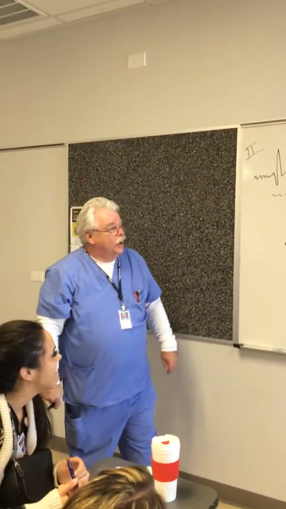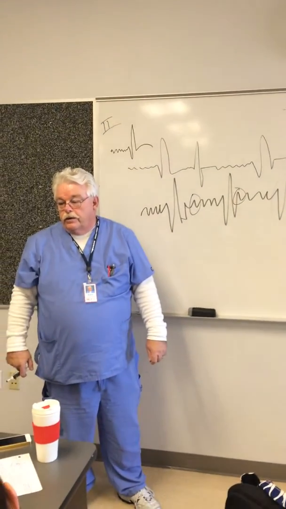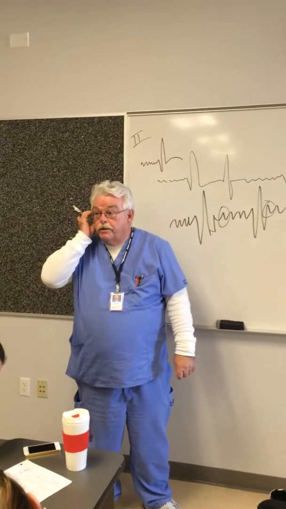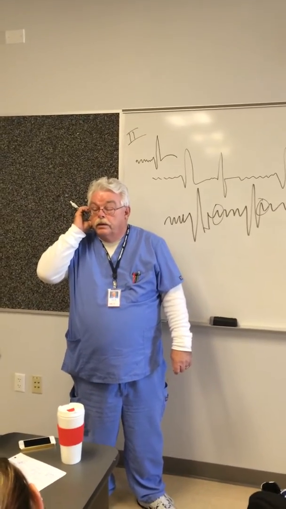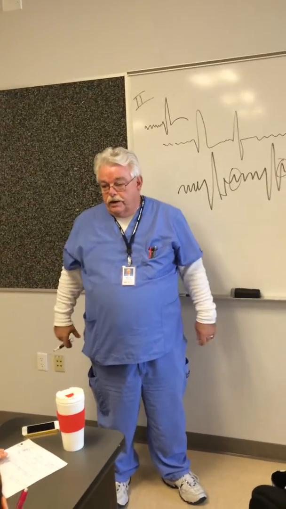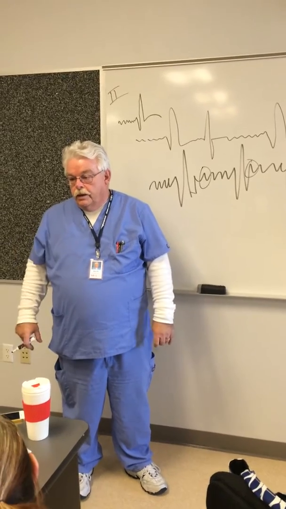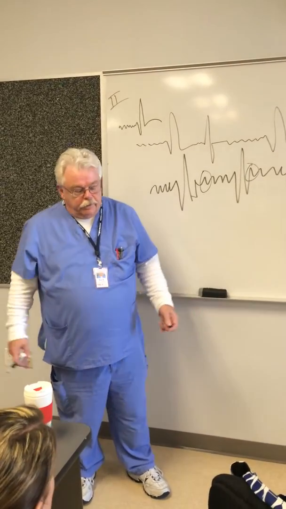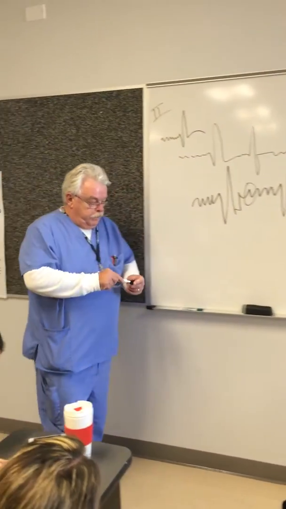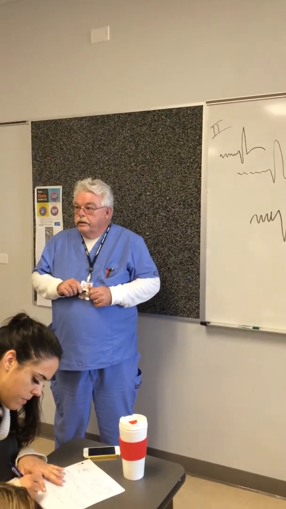AFib with a rate of greater than 100 is called AFib with RVR, which stands for rapid ventricular response. There's no magic to it. It's greater than 100. This is medicine, you have to have a special term for everything. So this special term is RVR. You may see that. So those are the fibs and the flutters, the atrial screwies. Everybody good with that?